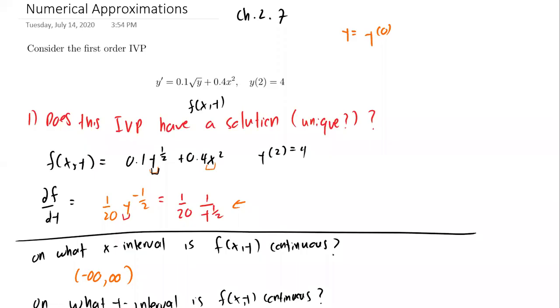Hello, class. So in this video, we'll continue on section 2.7. In the previous video, we actually worked by hand a little bit of how this algorithm is going to work, right? Remember, this algorithm was to find or approximate values of a solution to a first order nonlinear, so it doesn't have to be linear, initial value problem.